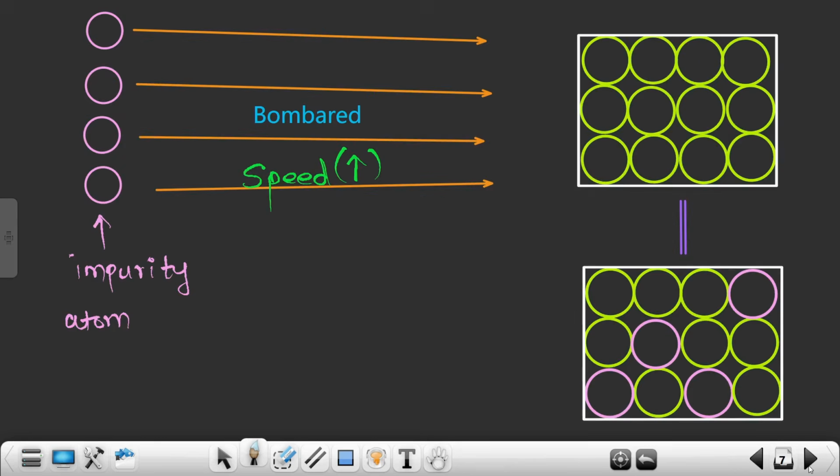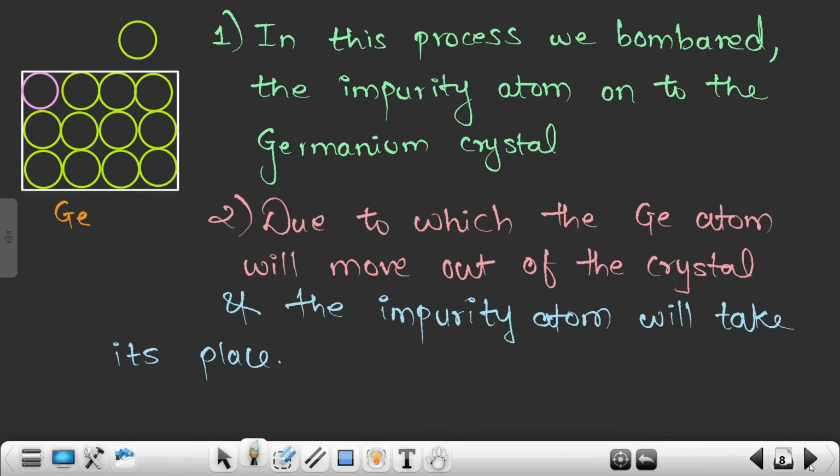After that we saw the second process, which was bombarding the impurity atoms onto the germanium crystal. As the impurity atoms bombard the germanium crystal, the germanium atom present there gets ejected out of the crystal, and the impurity atom replaces that germanium atom. So this was the overall idea about extrinsic semiconductor and doping.